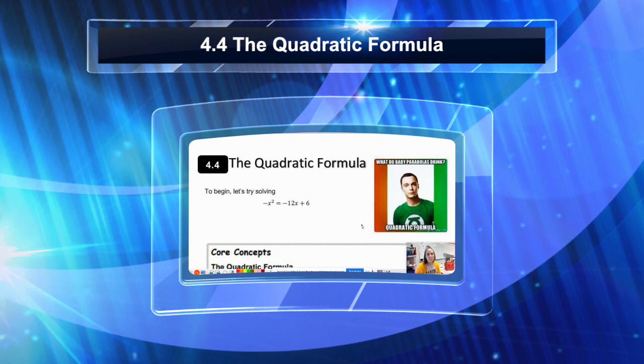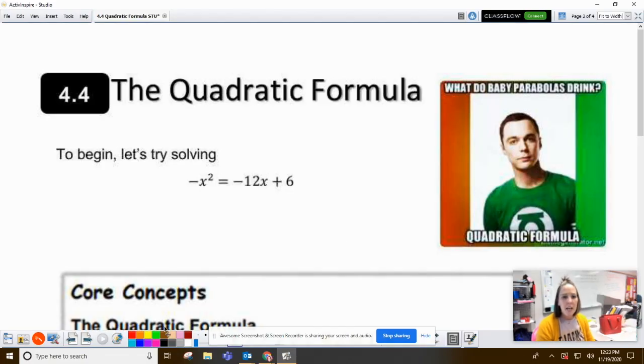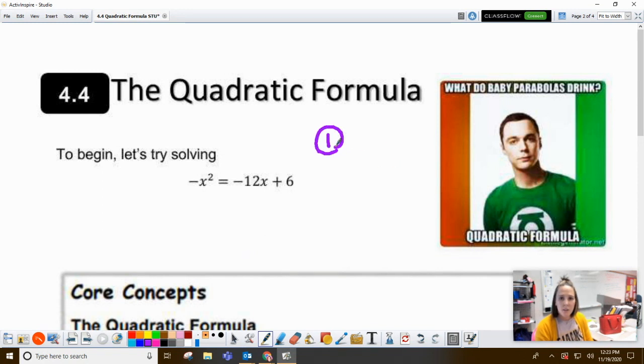All right, the lesson for today is over the quadratic formula. So this is going to give you guys an additional method for solving a quadratic equation. So first off, let's take a look at the function we are given here. We know that our two methods for solving a quadratic right now, we're going to solve by factoring, or we can solve using square roots. Those are the two methods that you guys are familiar with at this point.